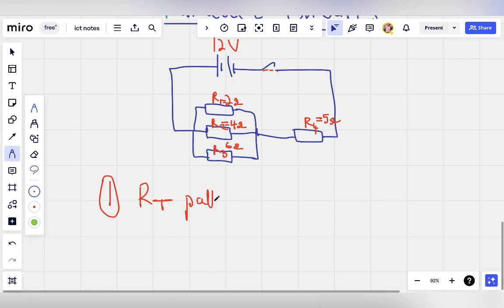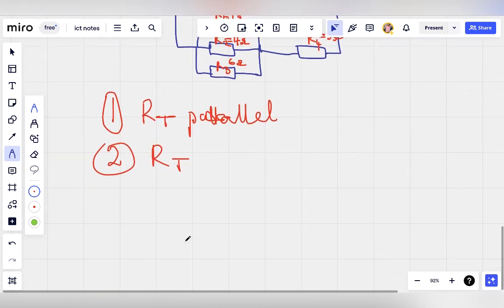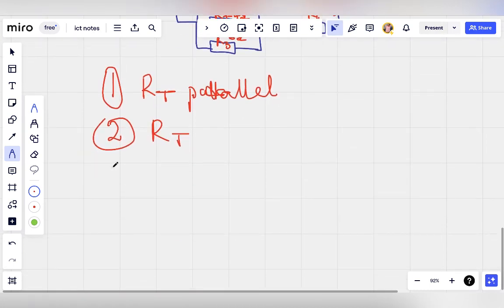Find the R total in parallel, and then the second question is to find the equivalent resistance, the overall total resistance. Then find the current. The third question: calculate the current flowing in the circuit.